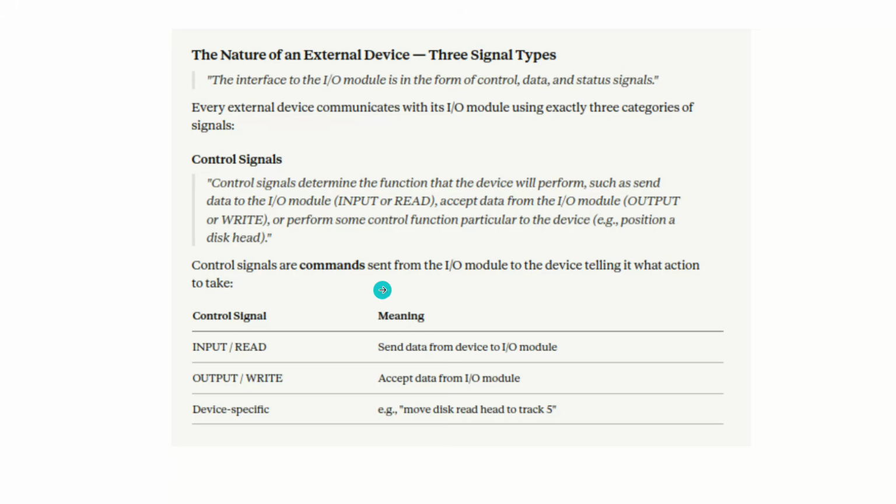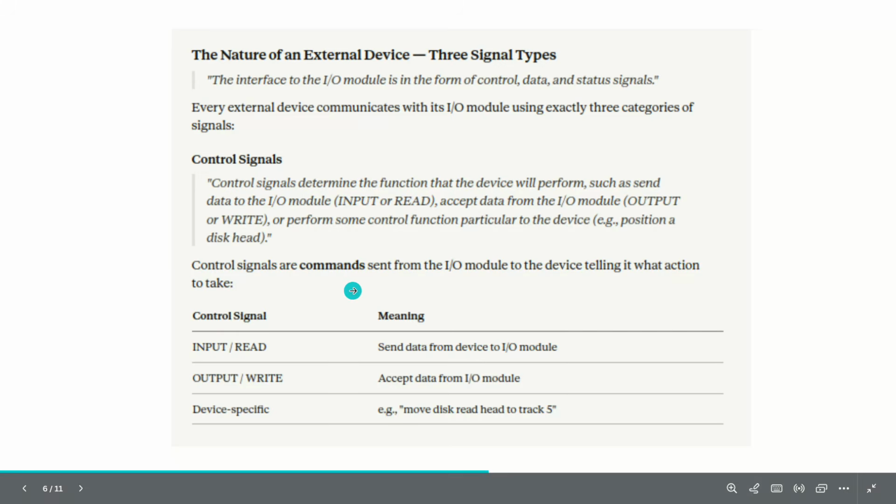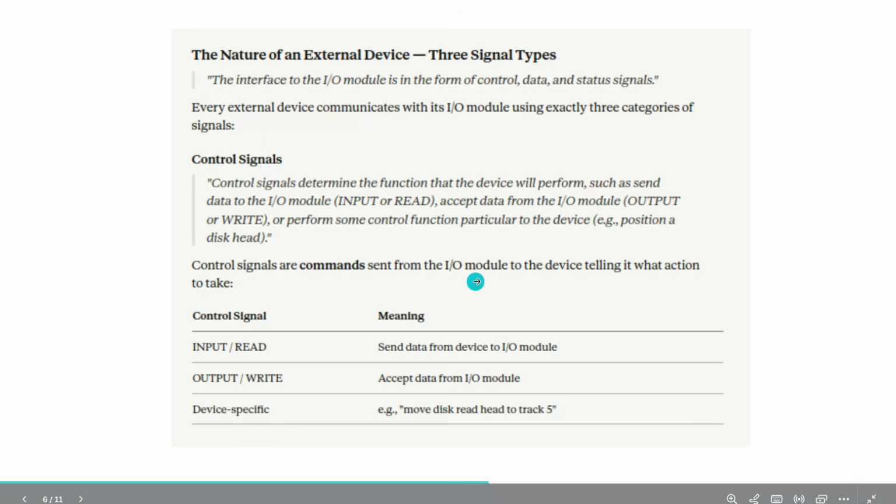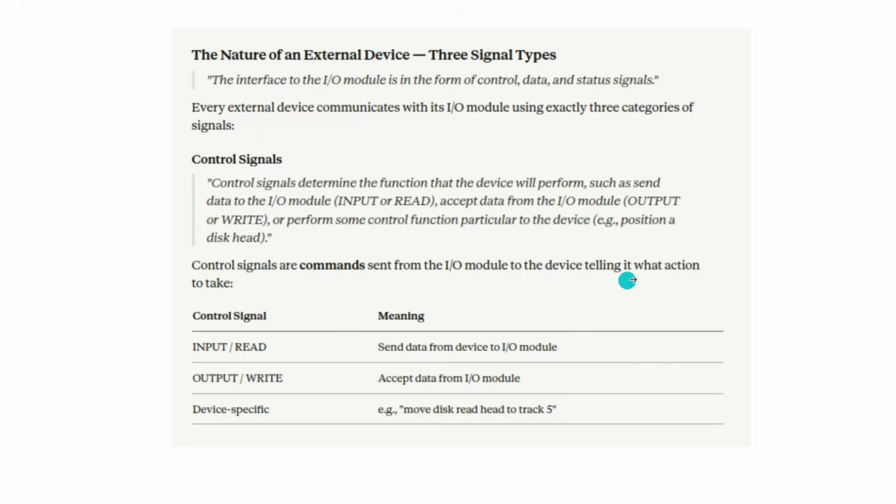So control signals are commands sent from the I/O module to the device, telling it what action to take, what it has to do. Control signals are sent from whom? From the I/O module to the device.